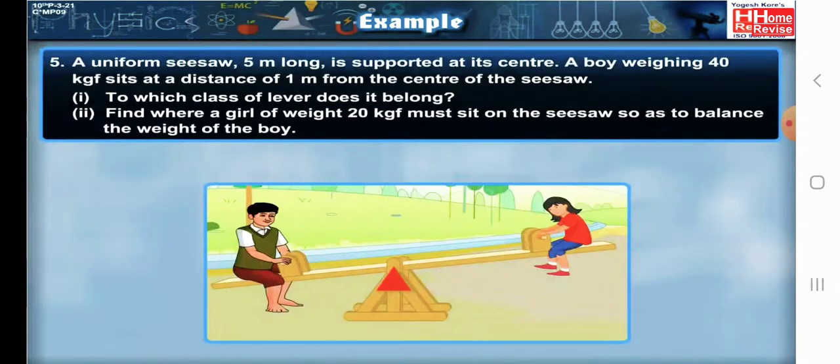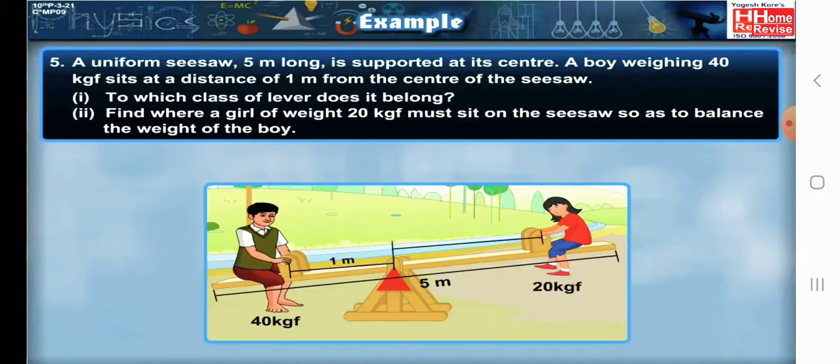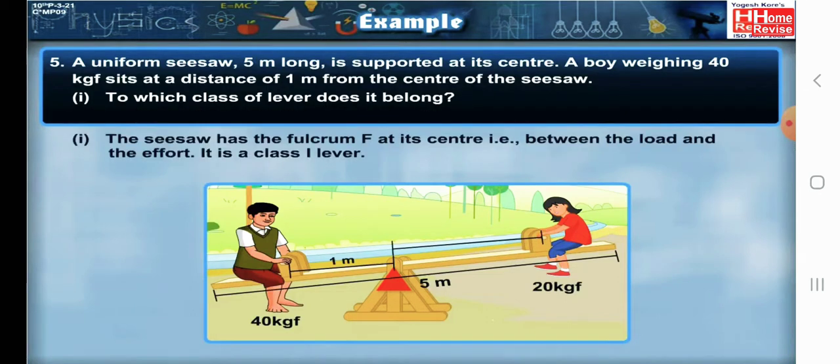Example 5. A uniform seesaw 5 meter long is supported at its center. A boy weighing 40 kgf sits at a distance of 1 meter from the center of the seesaw. First, to which class of lever does it belong? Second, find where a girl of weight 20 kgf must sit on the seesaw so as to balance the weight of the boy. First, the seesaw has the fulcrum F at its center, that is, between the load and the effort. It is a class first lever.